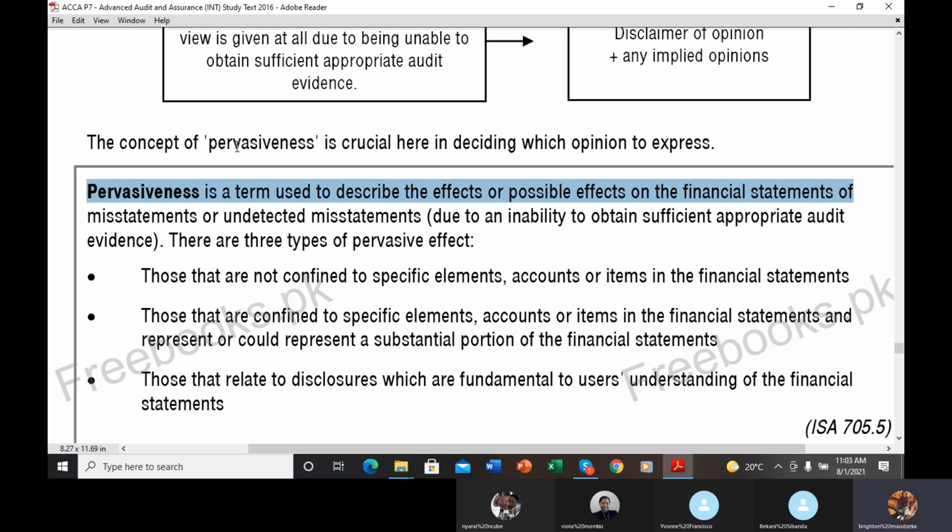Are we together, guys? About the words material and pervasive. Is there a situation where a matter is material but not pervasive? Yes, where a matter is material, it only affects specific elements in the financial statements. Good example.